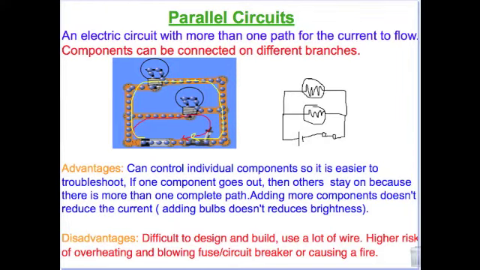There are, however, some disadvantages. A parallel circuit is more difficult to design and build, it uses a lot of wire, and there's a higher risk of overheating and blowing a fuse or a circuit breaker, or causing a fire, because as you add more branches, the current increases through that main path.